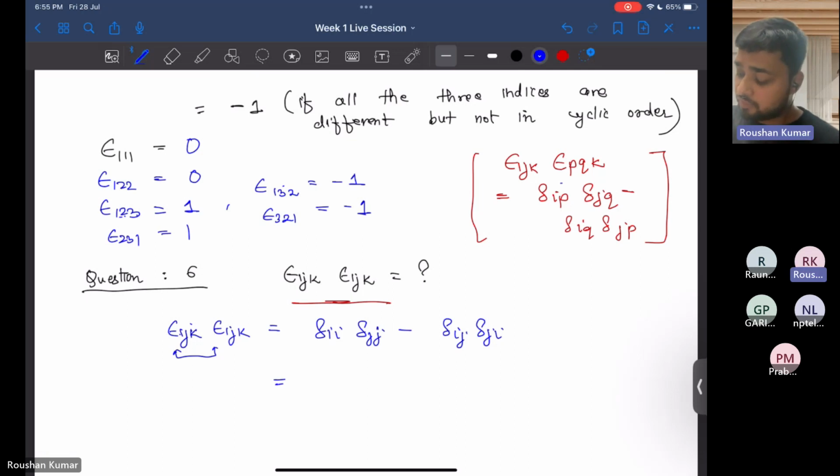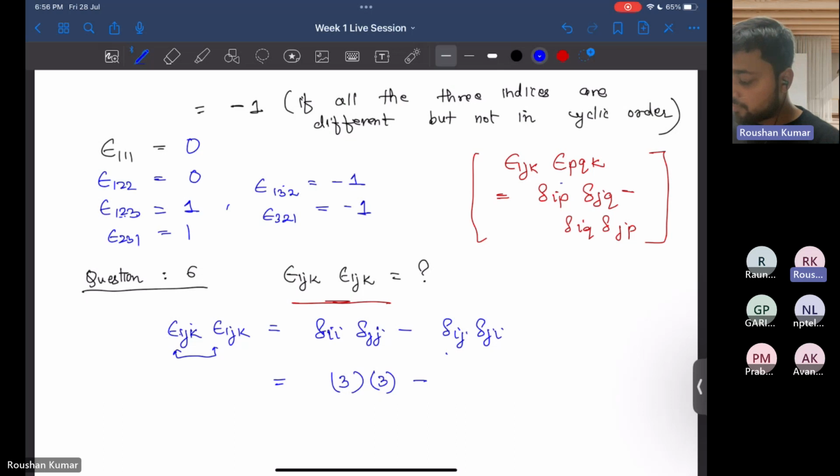Now what's the value of this one? I already discussed above the meaning of Kronecker delta. If the indices are the same, it gives us a value of 1. Here the indices are the same and i goes from 1 to 3, so it's a summation over i: del 11 plus del 22 plus del 33, which means 3. Similarly, del jj is also a summation over j, a dummy index, so it also gives a value of 3, minus del ij and del ji.